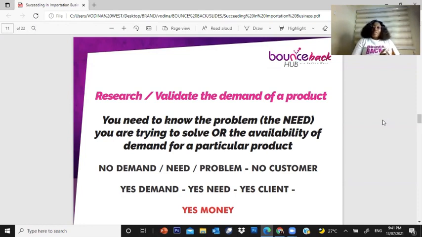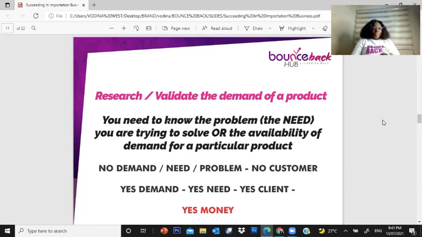So if there is no demand for the product, if there is no need for the product, if there is no problem the product is solving, then no customers. And when there are no customers, no money.